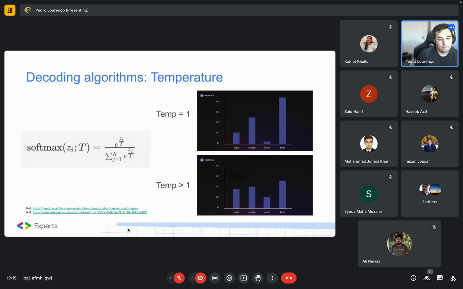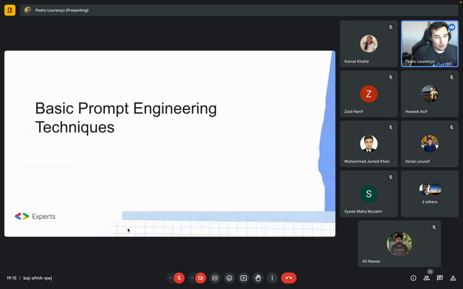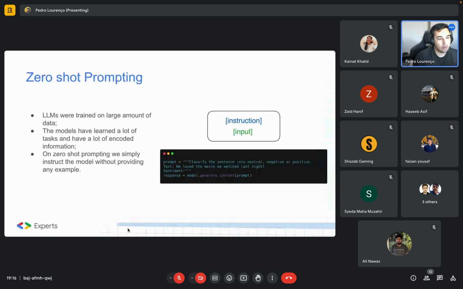But let's go to the prompt engineering techniques, which is the goal of this talk. For the basic ones, I will simply talk about them because they are the base for all the others. The simplest one is what we call zero-shot prompting, which is basically you give your instruction and your input. So it's very straightforward.